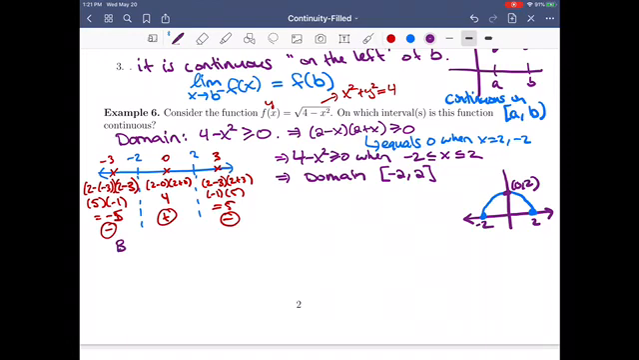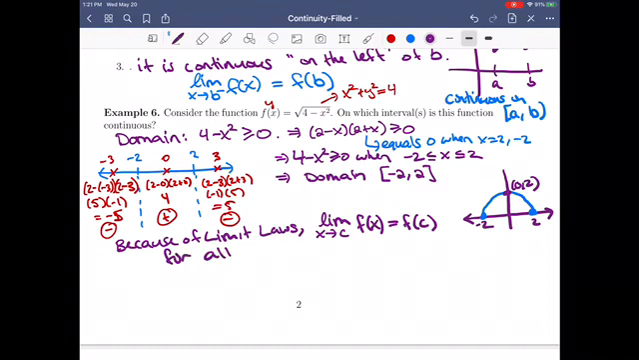Because of the limit laws that we know, the limit as x goes to c, let's say, of our function f of x equals f of c, for all x in between negative 2 and 2. Because we can plug them in, nothing bad's going to happen, so we get the right number. So this means that it's continuous on the open interval from negative 2 to 2.